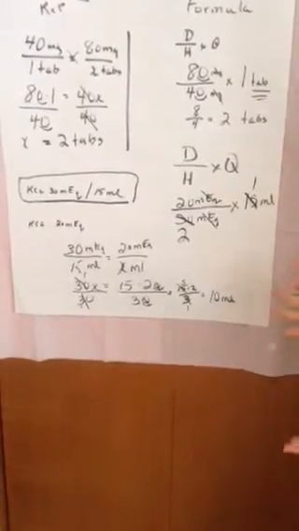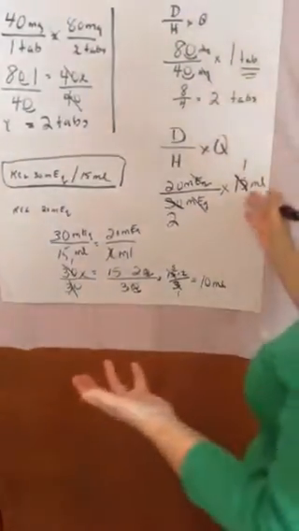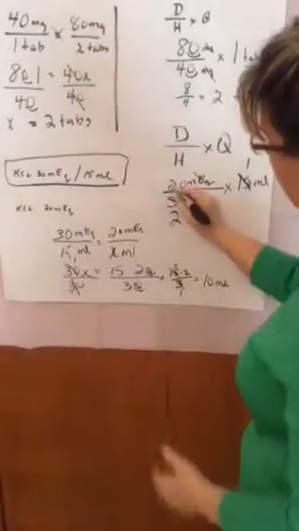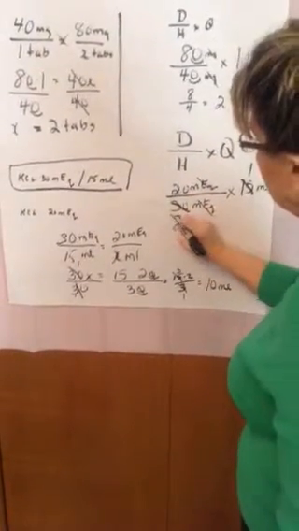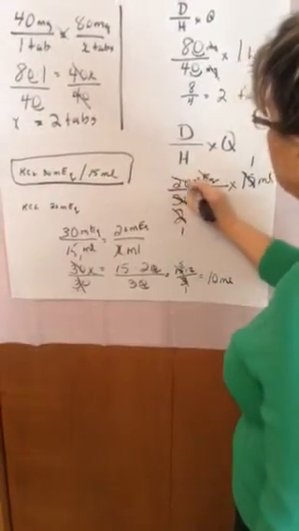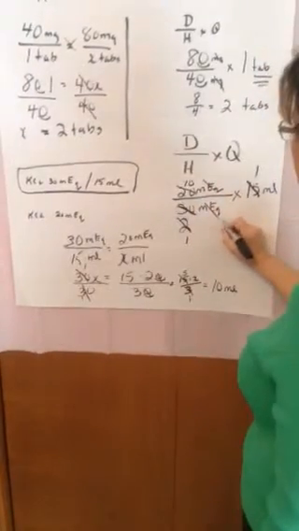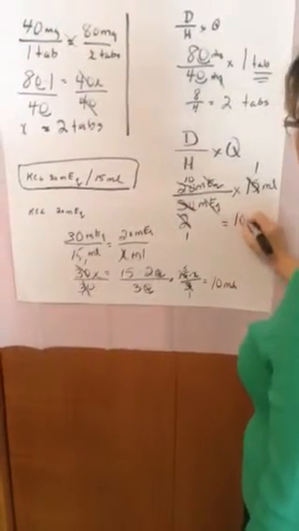Most of these are created, so it's easy math, and you'll just memorize that. 15 goes into 30 twice. Now we have 20 divided by 2. 2 goes into 2 once. 2 goes into 20 10 times. So our answer is 10 mils.